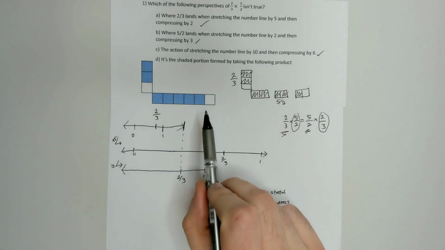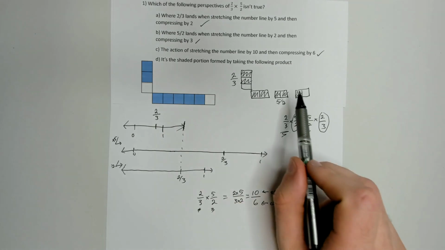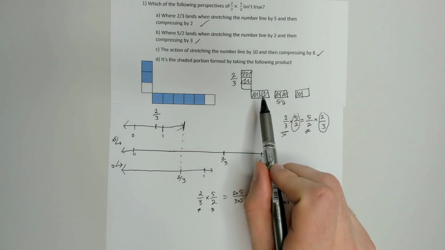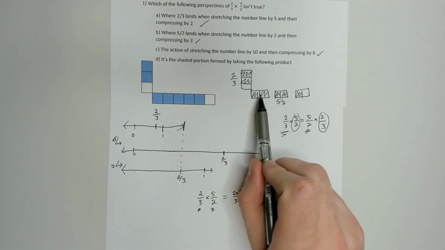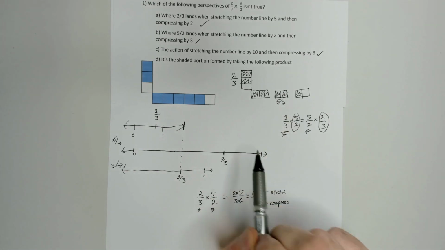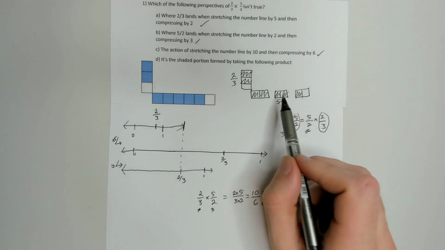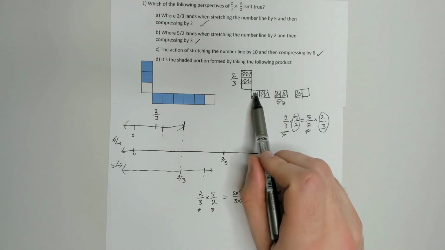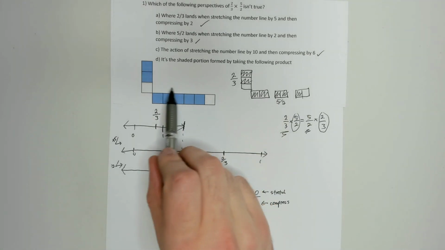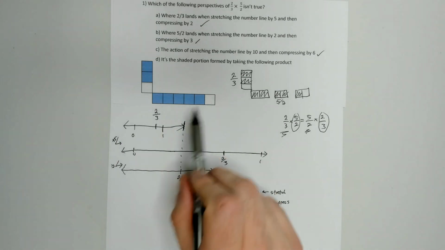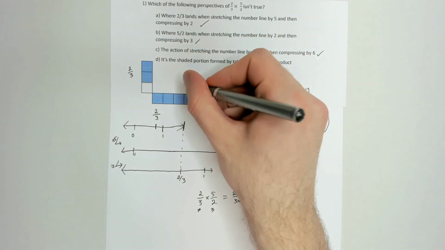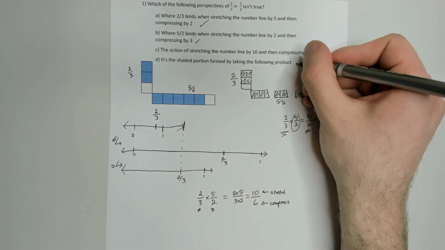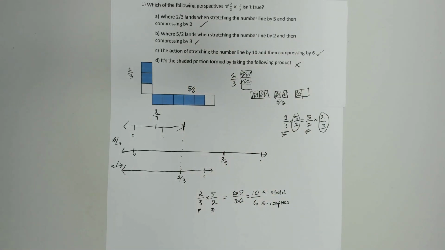But the key element here is to note that there are 6 pieces here, but these 6 pieces are spread out over 3 different wholes, right? And so that's the subtle difference here: we have these separations to make sure that these pieces are size a half. Whereas here we don't have the separation, so these pieces are sizes of a sixth. So this would actually equate to being 2/3 times 5/6. So part D is the false one.